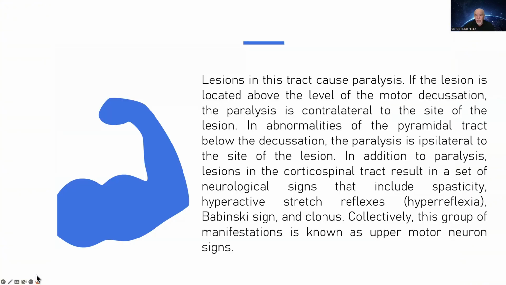Lesion in this tract, the corticospinal tract, cause paralysis. If the lesion is located above the level of the motor decussation, the paralysis is contralateral to the site of the lesion. In abnormalities of the pyramidal tract below the decussation, the paralysis is ipsilateral to the site of the lesion. In addition to paralysis, lesions in the corticospinal tract result in a set of neurological signs that include spasticity, hyperactive stretch reflexes, known as hyperreflexia, Babinski signs, and clonus. Collectively, this group of manifestations is known as upper motor neuron signs.